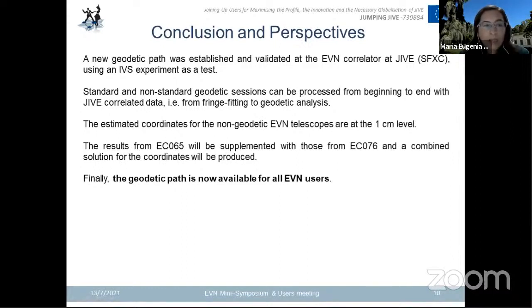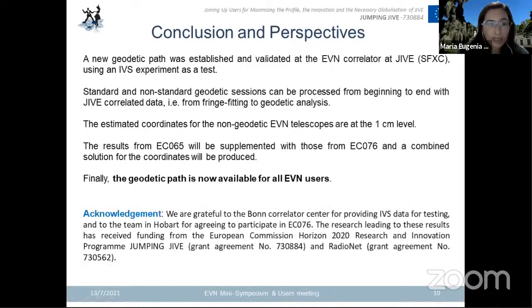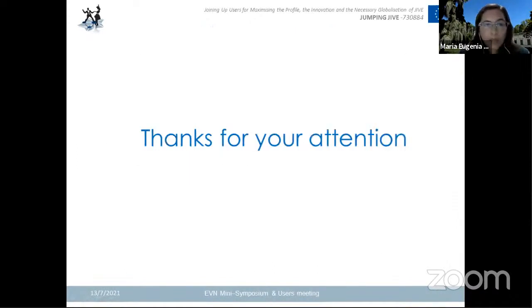And finally, the geodetic path is now available for all EVN users. We would like to thank the people at the Bonn Correlation Center for providing the IBS data for testing and some support, and the team in Hobart for the participation in E076. The research was funded by the EU Horizon 2020 projects, Jumping JIVE and RadioNet. Thanks.